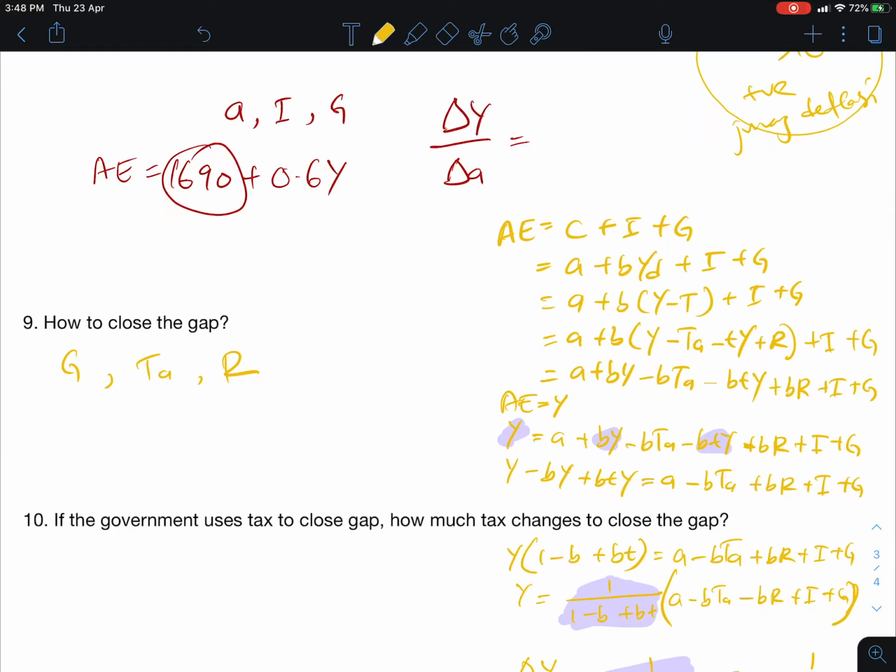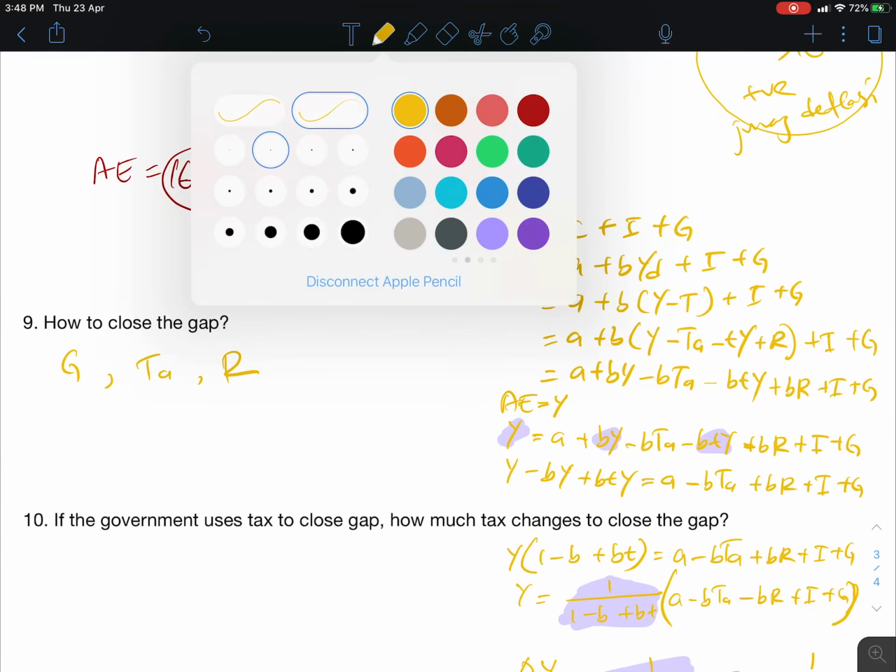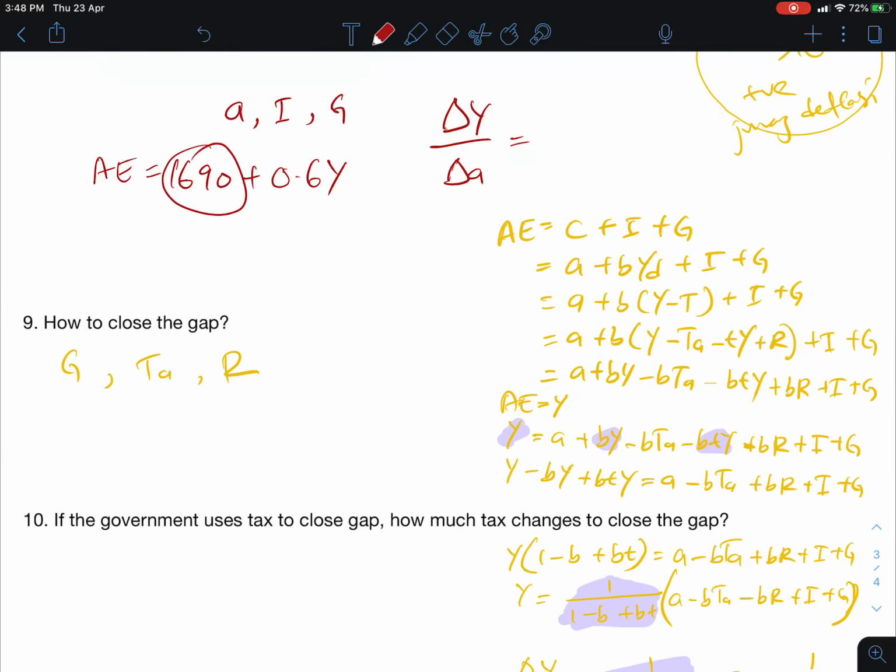So G, TA, R. The impact of G on the national income is positive, that means G increases, national income increases. This one is negative, I mean tax increases, national income drops. This one is positive.